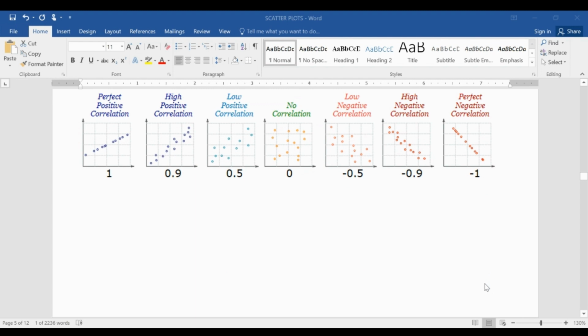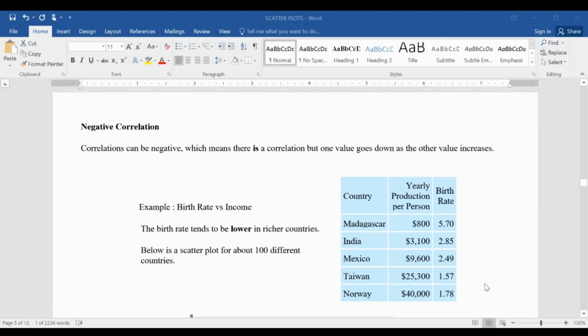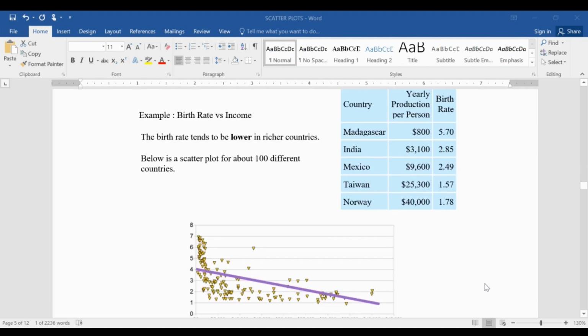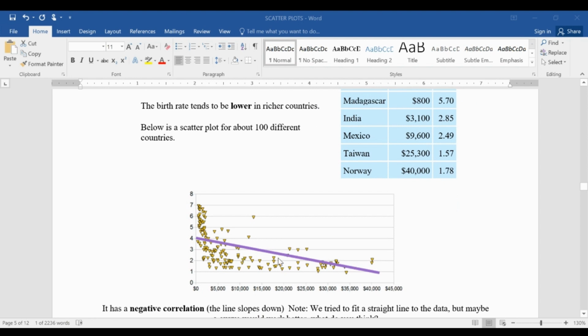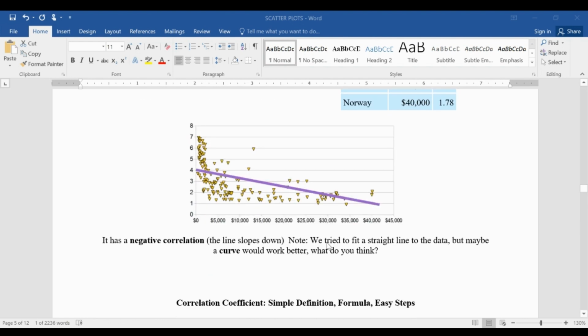Okay, now coming down, these are just more examples of negative correlation and positive correlation. But here is a correlation between number of children, or birth rate, versus income. Higher income tends to correlate to fewer children. Okay, and that's a negative correlation. And it's probably a medium correlation here. It's not super strong, but it does come down, and we do have a trend line. It's probably actually more of a curved trend line here. So we tried to fit a straight line, but maybe a curve would be better.